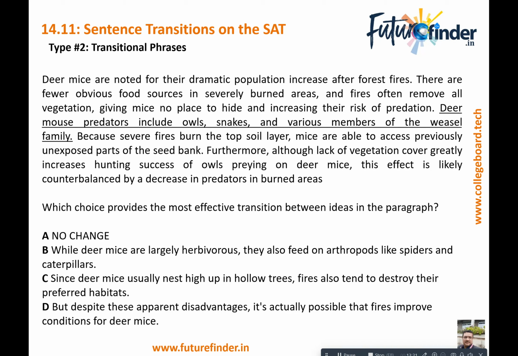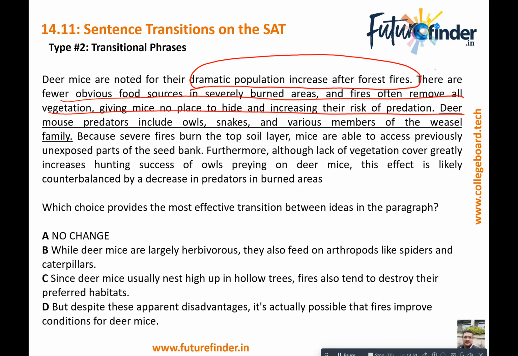So probably the deer mice are noted for dramatic population increase after the forest fires. There are fewer obvious food sources for severely burnt areas, and fires often remove all vegetation, giving mice no place to hide and raising their risk of predation. So there is an increase in population after forest fire, while this part of the story says that actually after forest fires the situation for these mice should be adverse, right? But then still there is an increase.